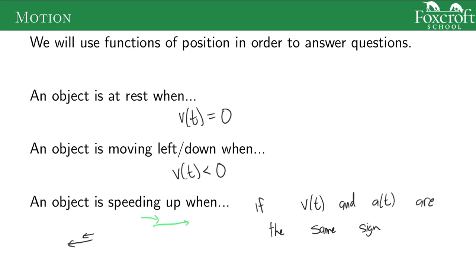If they are going in opposite directions, say I'm going to the right but my acceleration is pulling me back to the left, it's going to slow me down until I eventually start going to the left. So they have to be the same sign to speed up, opposite signs to slow down.